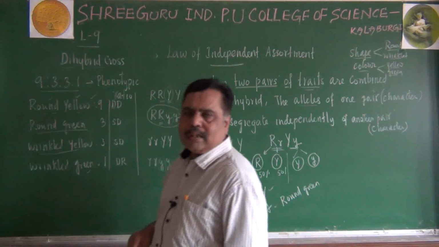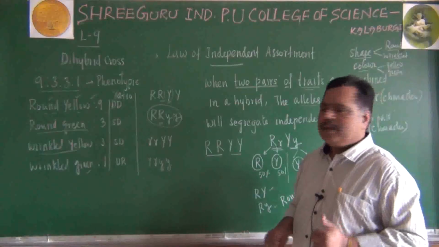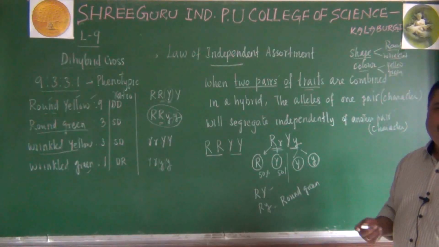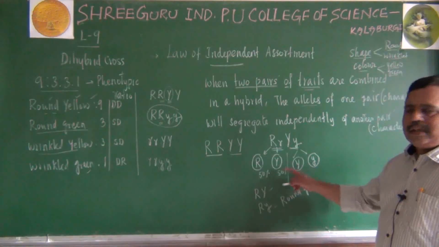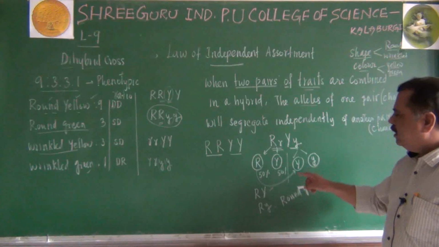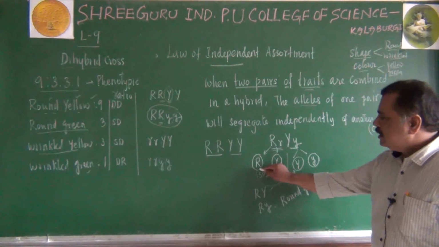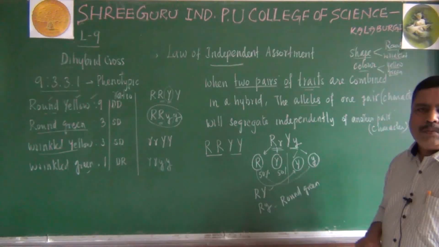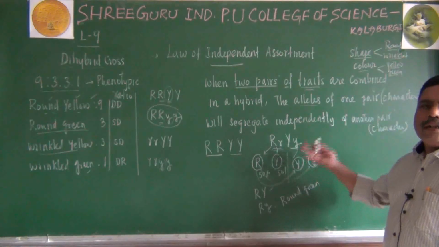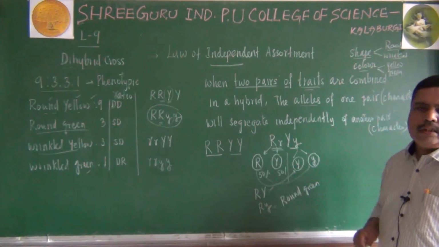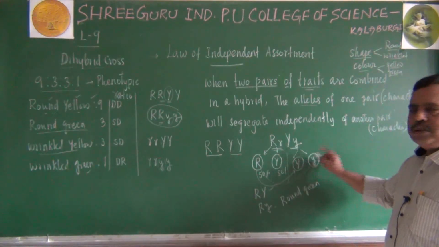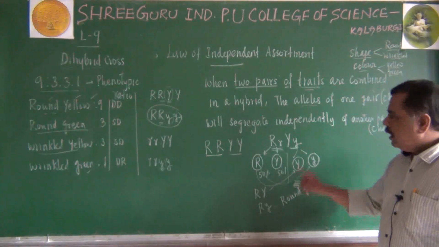What is the meaning of that? Capital R has got freedom either to join with capital Y or to join with small y. How is it possible? Only when they segregate and then form the gamete. This gamete has got a 50% chance to join with capital Y, or another 50% chance to join with the small y, because on this side two types of eggs are produced, or the same with pollen grains if you consider it as one sex of the parent. Similarly, this small r has got the ability to join with capital Y or small y of another parent.